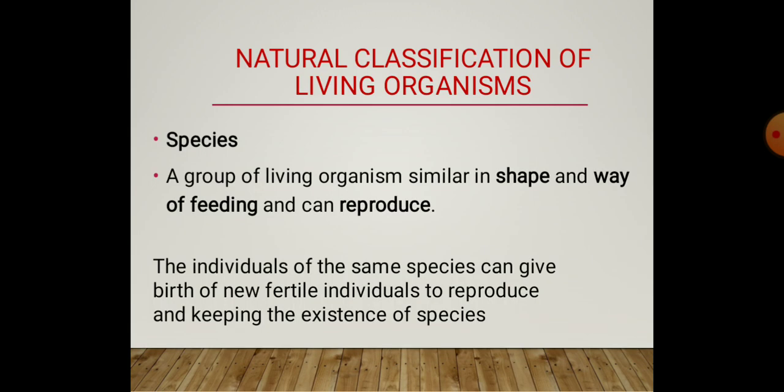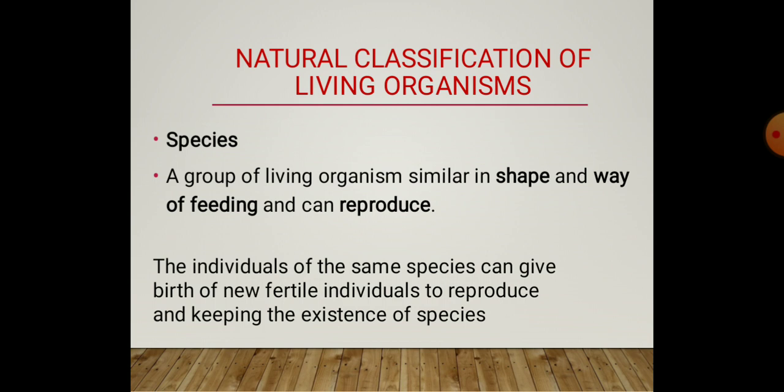Now let's talk about the natural classification of living organisms. First, we will start with the definition of species. Species is a group of living organisms, similar in shape, that can reproduce and give birth to new fertile individuals that are able to keep the existence of the species.